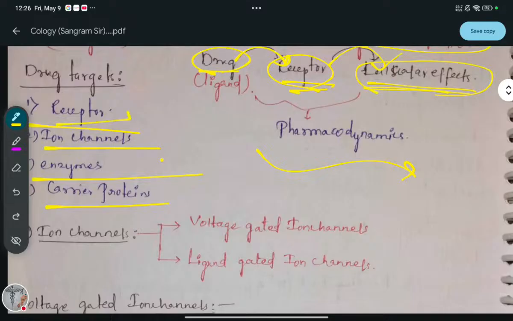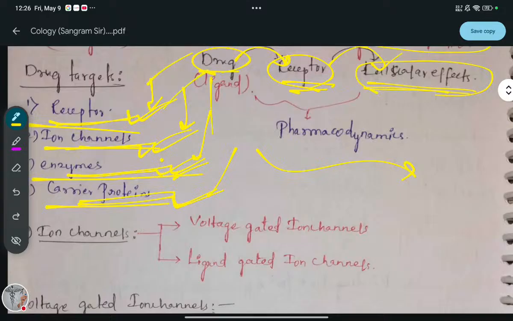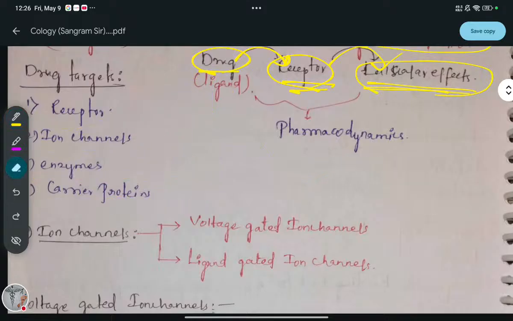So these receptors, ion channels, enzymes and carrier proteins are the targets of the drug. These are the drug targets, where the drug will go and bind or show its action after we take the drug. So drug targets are of four types. What are they? Number one is receptor, next is ion channel, next is enzyme, next is carrier protein.